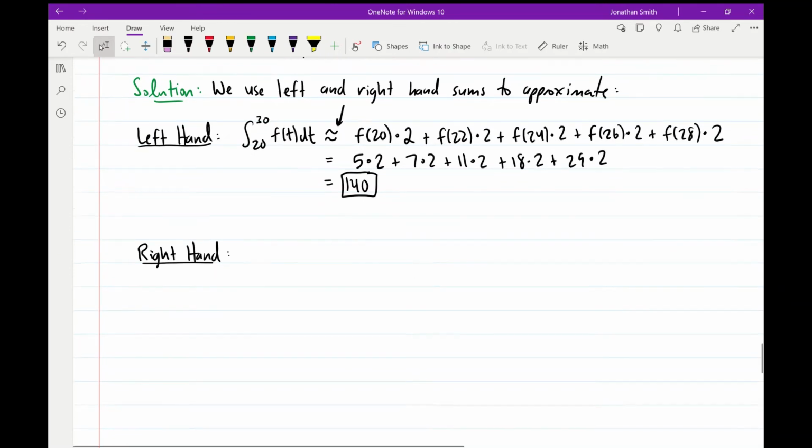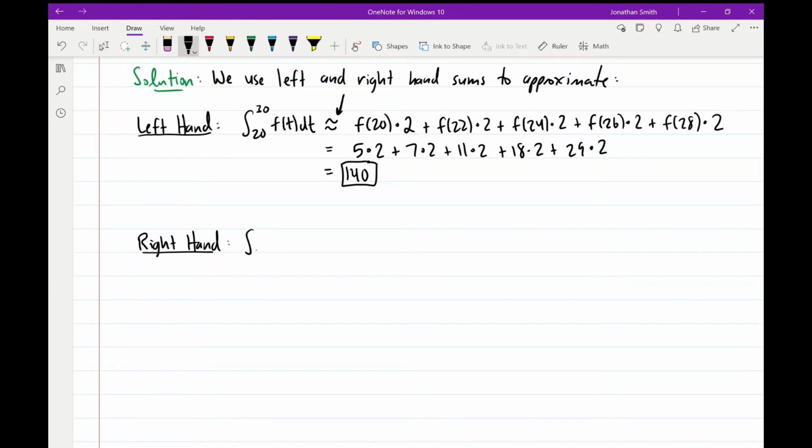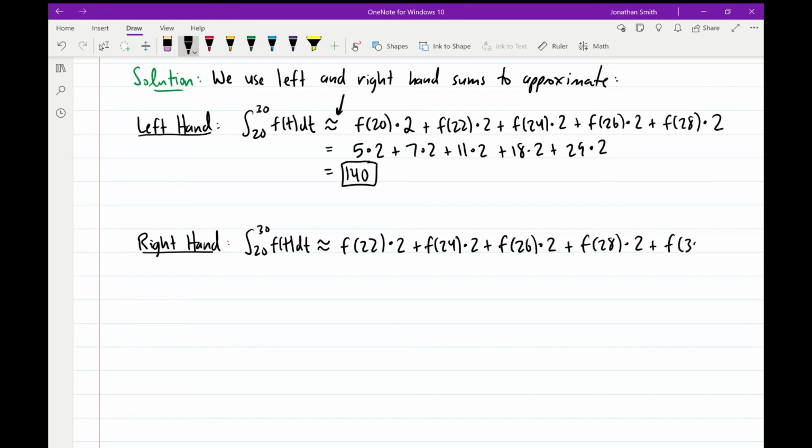We can also use a right-hand sum. So in this case, we have that the integral from 20 to 30 of f of t dt is approximately f of 22 times 2, because now we're using a right-hand sum, plus f of 24 times 2, plus f of 26 times 2, plus f of 28 times 2, plus f of 30 times 2.